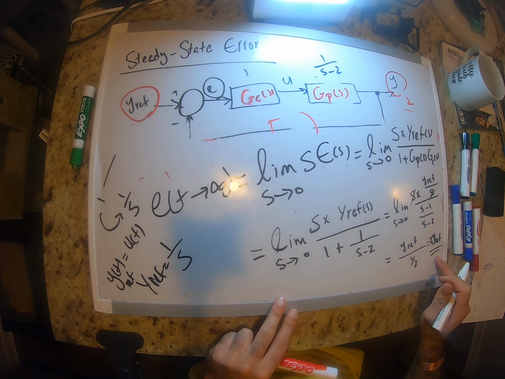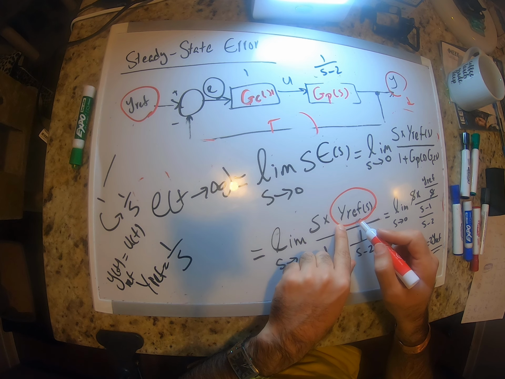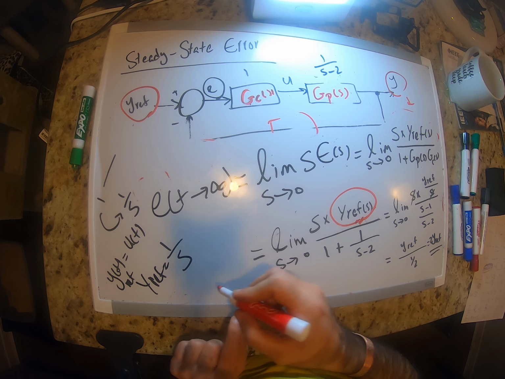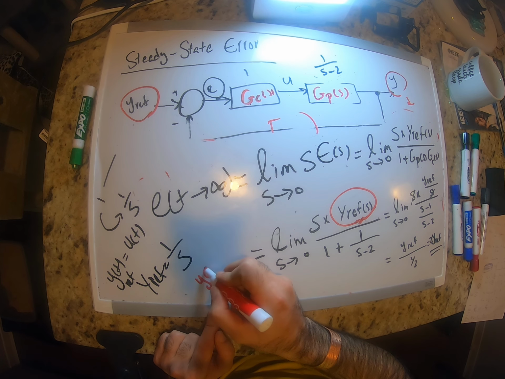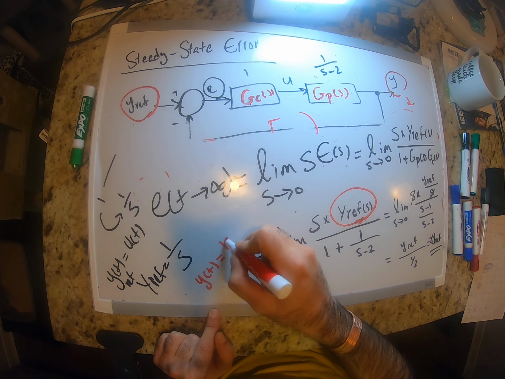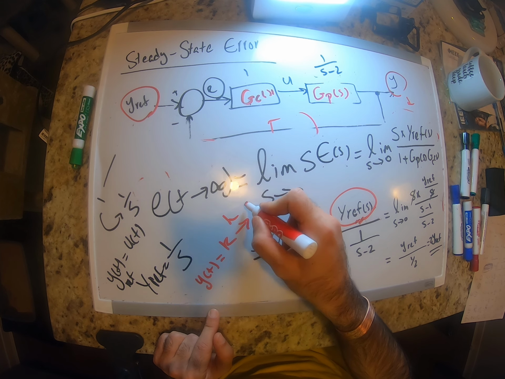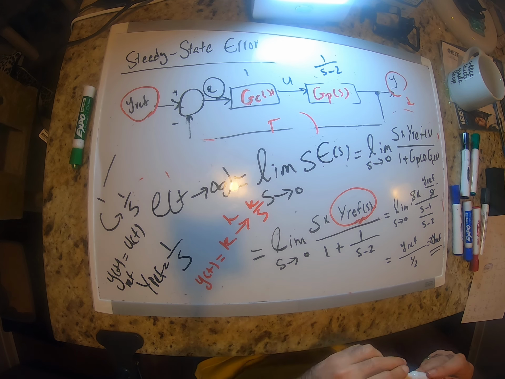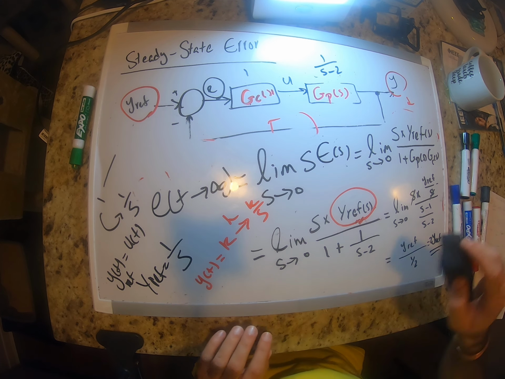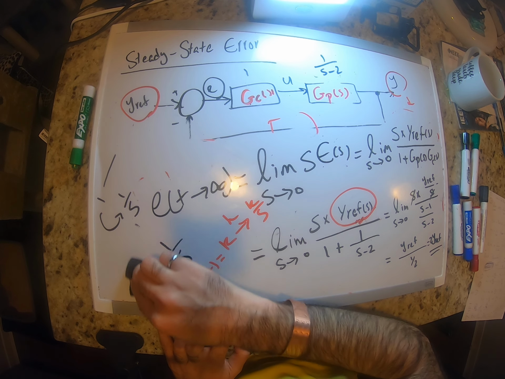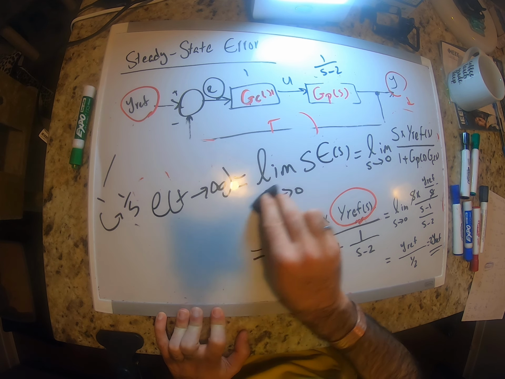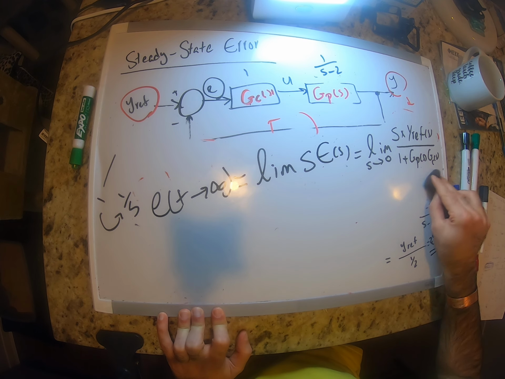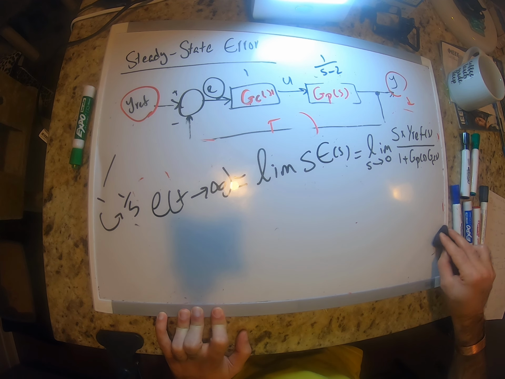Don't make the mistake that I made first. You just have to remember that this is the S domain Y ref. If you have a constant in the time domain, let's say K, in the S domain it becomes K over S. That's why I did it here. Okay, perfect. So this is the application of the final value theorem in calculating a steady state error of a closed loop system.